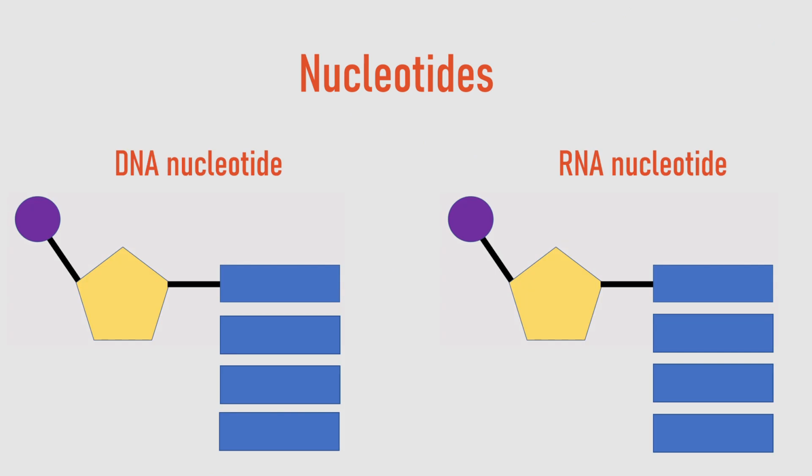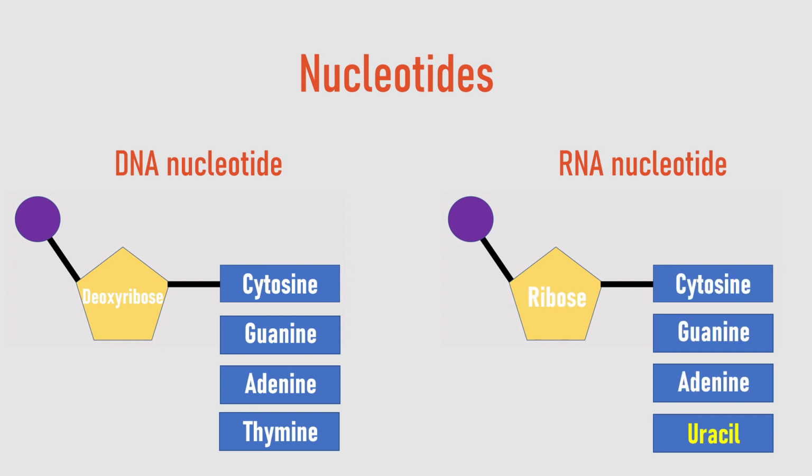For DNA nucleotides, they contain deoxyribose sugar with 4 possible bases: cytosine, guanine, adenine, and thymine. Meanwhile, RNA nucleotides contain ribose sugar with 4 possible bases: cytosine, guanine, adenine, and uracil.